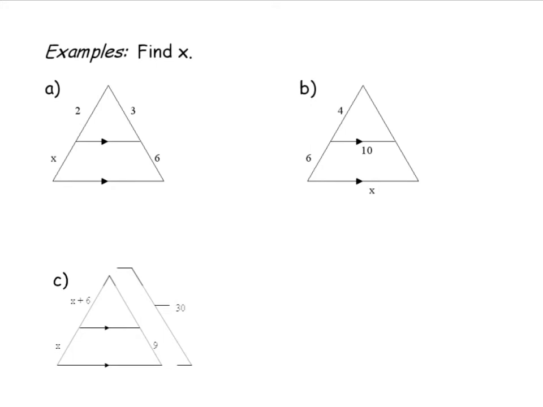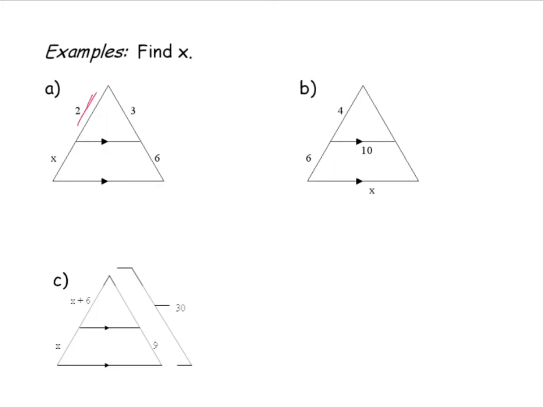So we're going to apply our triangle proportionality theorem, or our TP theorem, to the following problems. For the first example, I notice that I do have a parallel line segment inside of my triangle, and it's parallel to one of the sides of the triangle. Once I see this, and if all the information is on the two sides of the triangle, then I know I can apply the TP theorem. And the triangle proportionality theorem goes as such.